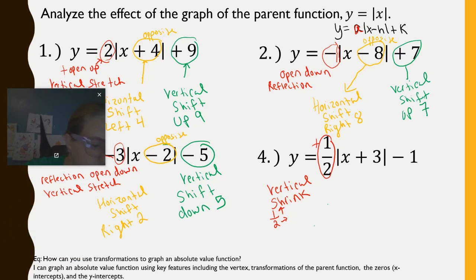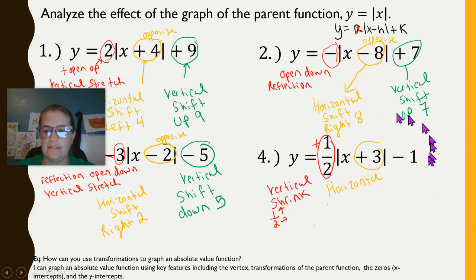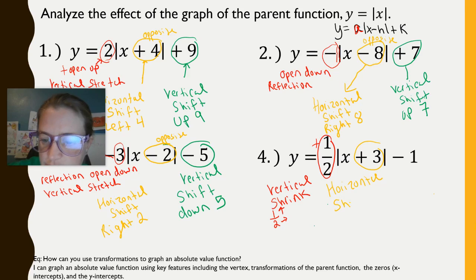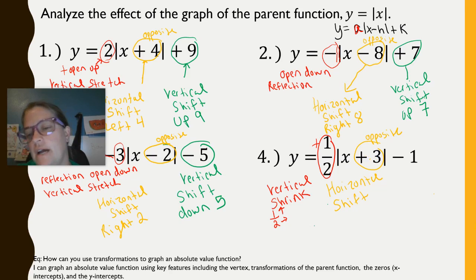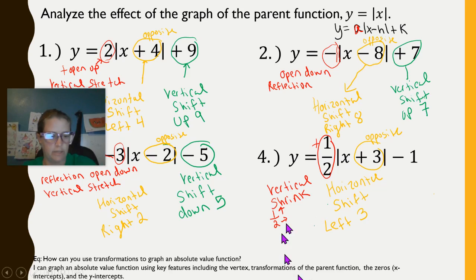And then this number here means it's going to be a horizontal shift. Just remember, anything in with the X is horizontal. Anything outside of the X is vertical. Inside the X is horizontal. Outside the X is vertical. And it's opposite. So it's going to be the opposite of adding 3, which is going to be minusing 3. So it's going to go left 3. You would think, because it's a positive 3, it would go right, but it doesn't. It does the opposite of what you would think.